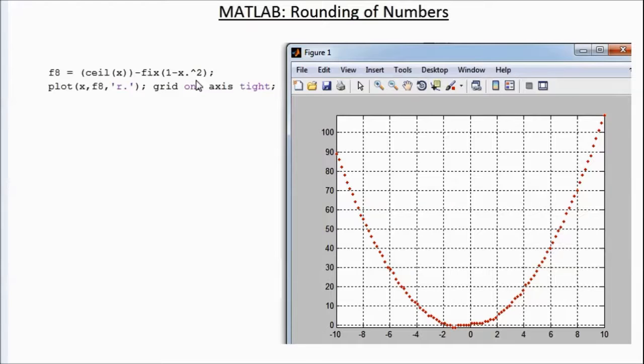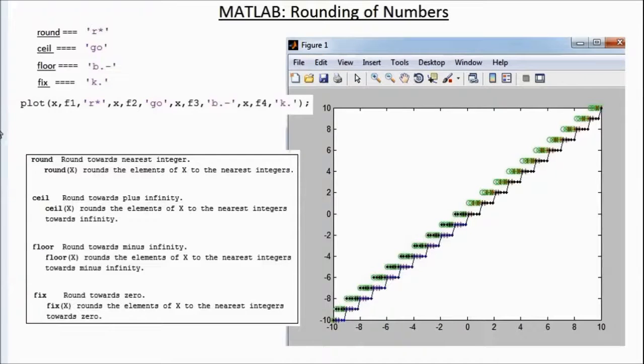Now, in this plot, we see comparatively how the four rounding of numbers influence. The round, ceil, floor, and fix are drawn in one plot to see comparatively how they do the rounding of numbers.